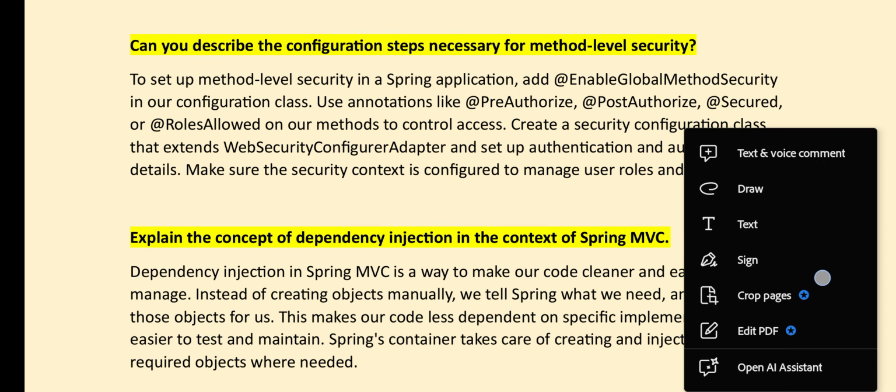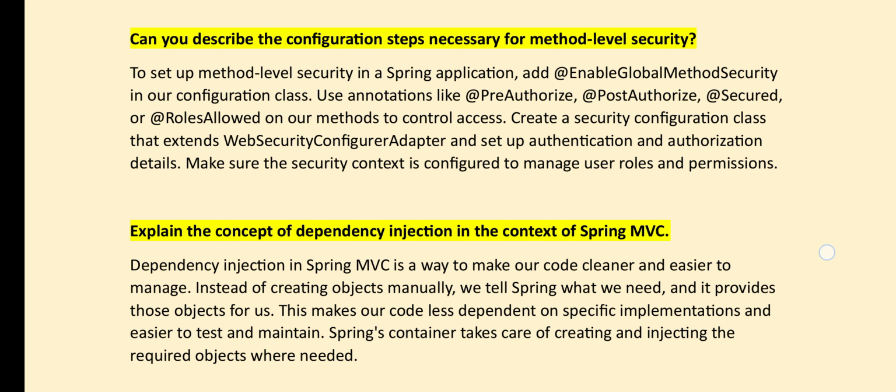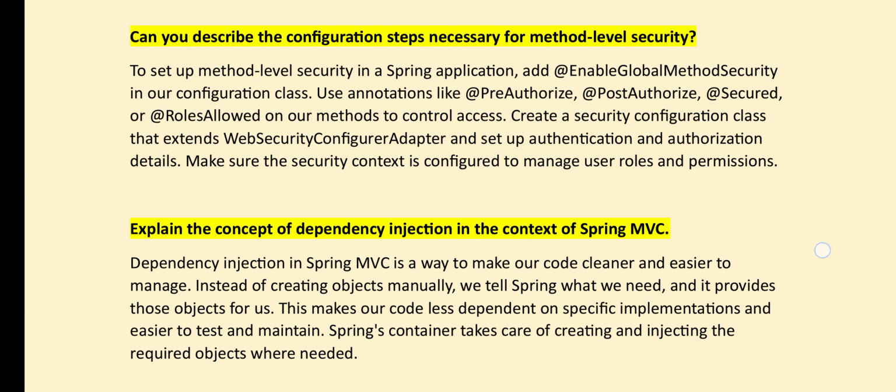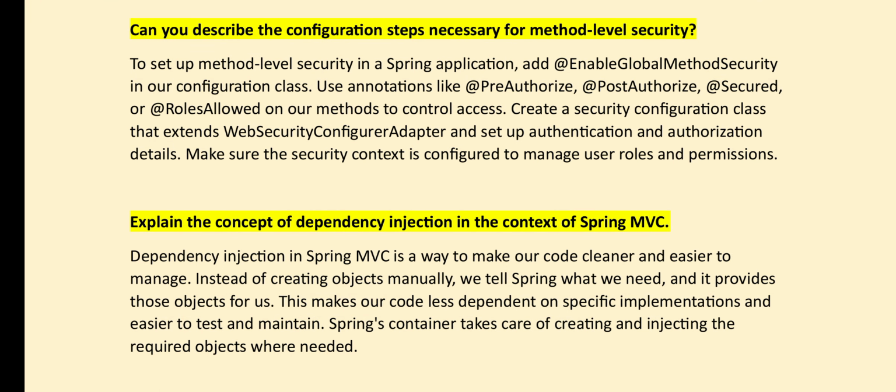Explain the concept of dependency injection in the context of Spring MVC. Dependency injection in Spring MVC is a way to make our code cleaner and easier to manage. Instead of creating objects manually, we tell Spring what we need and it provides those objects for us. This makes our code less dependent on specific implementations and easier to test and maintain. Spring's container takes care of creating and injecting the required objects that we need.